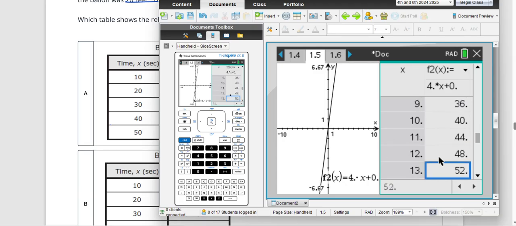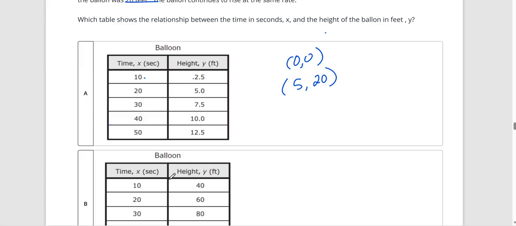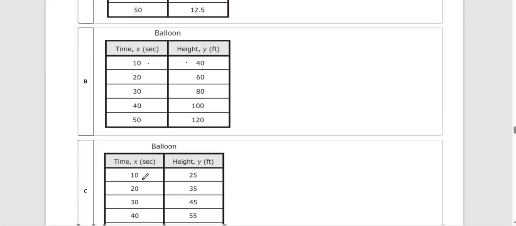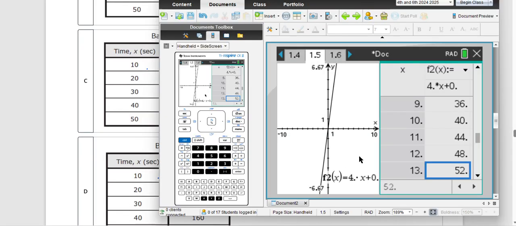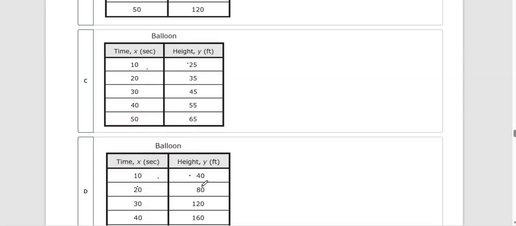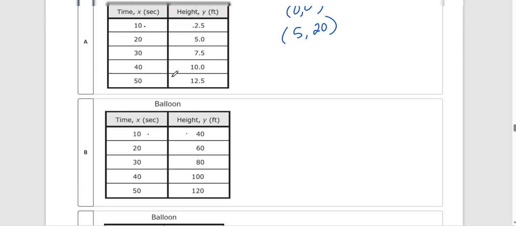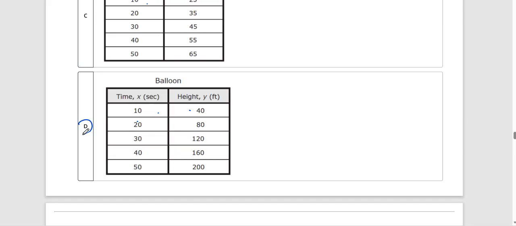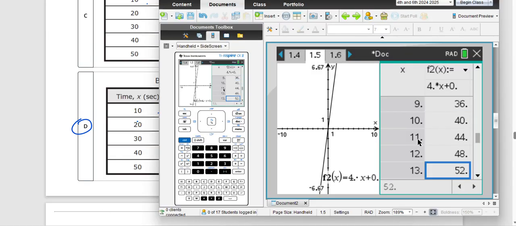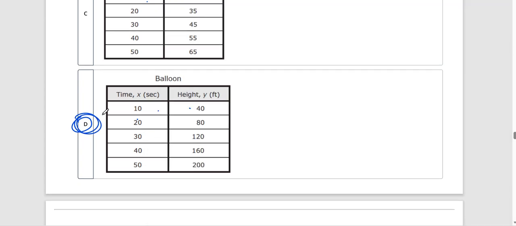Now look at these numbers here. If you look, 10 goes with 2.5, 10 goes with 40, 10 goes with 25, and 10 goes with 40. So I bet you it's a 10 with a 40. Okay, and then we're going to go with 20 and 80. I bet you it's 20 and 80. So scroll down here, 20 and 80, and there's your answer. Pretty easy.